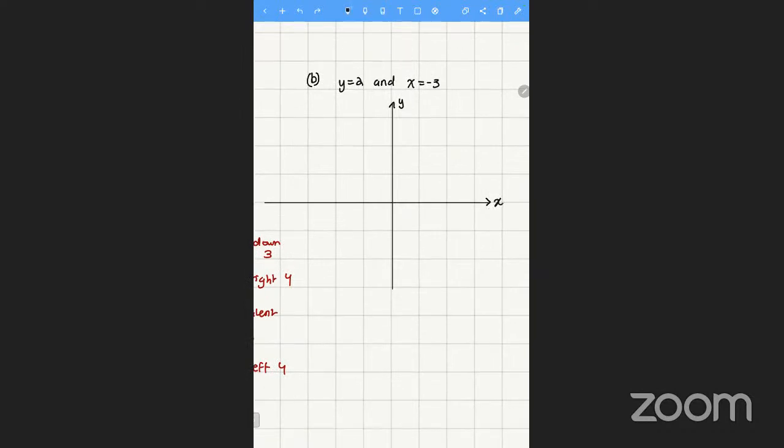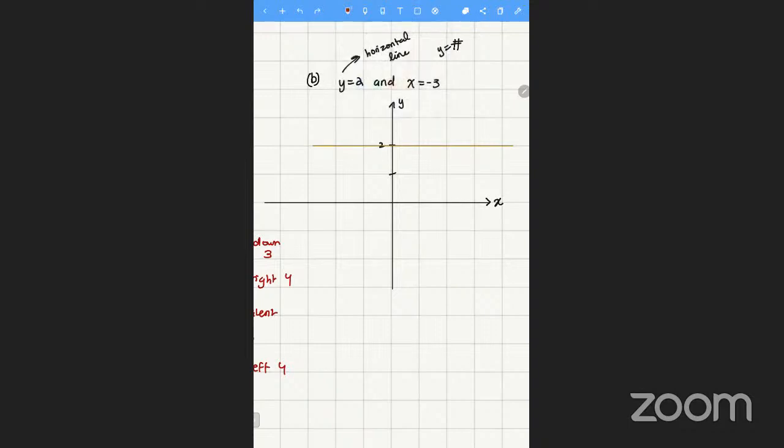Okay, and then if y is equal to 2, no matter what x is, there's no x term in this equation. It's just y is equal to 2, right? So whenever you have y equals a number, we know it's going to be a horizontal line. And the line will look like this. Y equals a number is always a horizontal line.